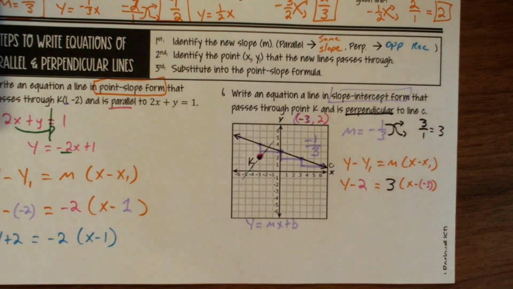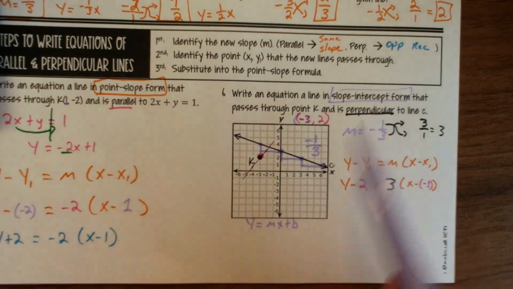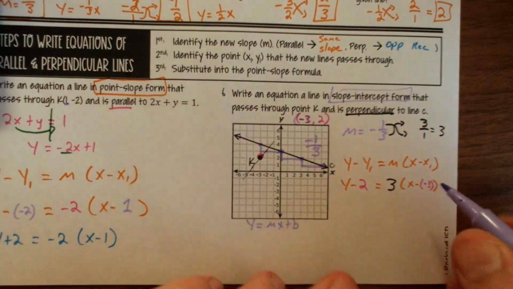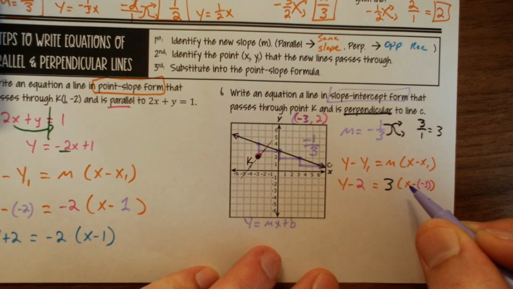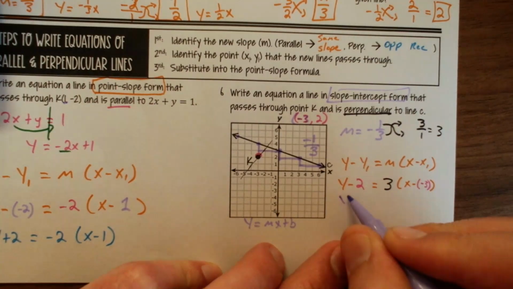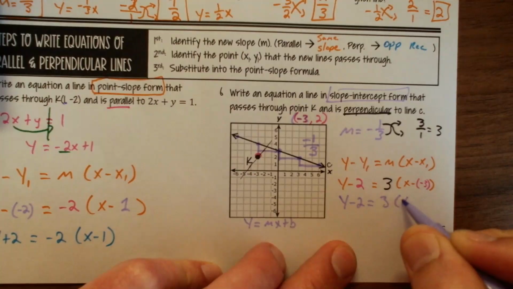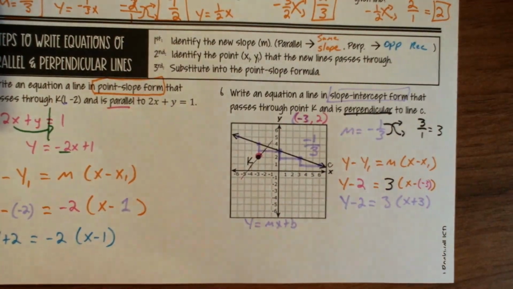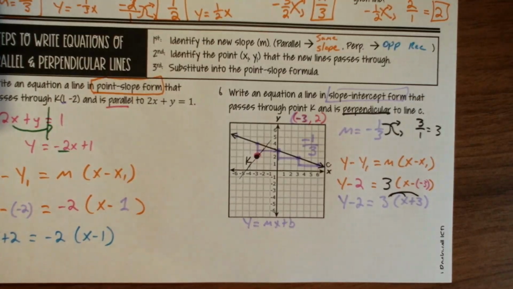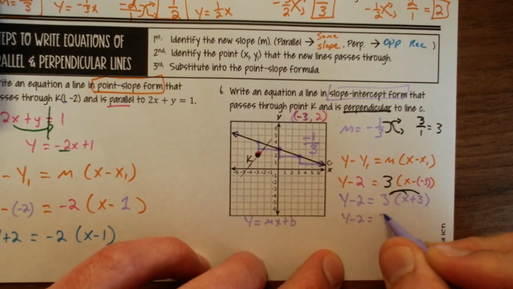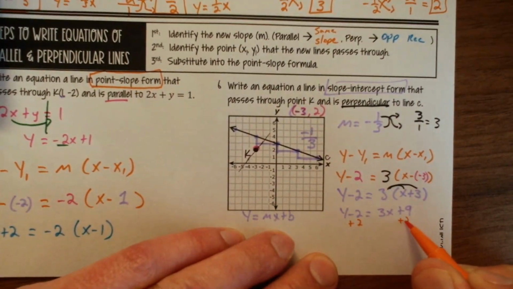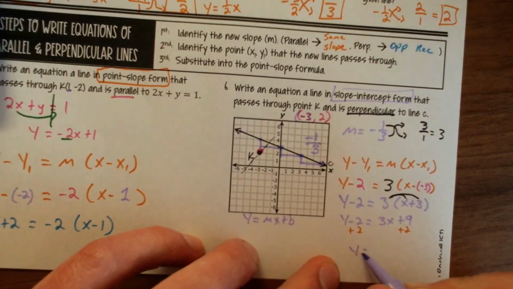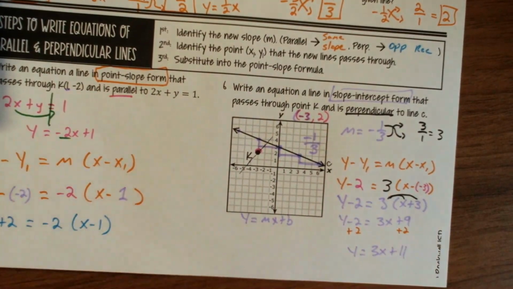All right, so I have it written in point slope form. Unfortunately, I need it in slope intercept form, so I'm still not out of the woods yet. Let's simplify this to get it to slope intercept. The first thing I want to do is eliminate my parentheses. X minus negative 3 changes to x plus 3. So y minus 2 equals 3, x plus 3. I'm going to distribute that 3. Y minus 2 equals 3x plus 9. I'm going to add this 2, and I'm left with y equals 3x plus 11.